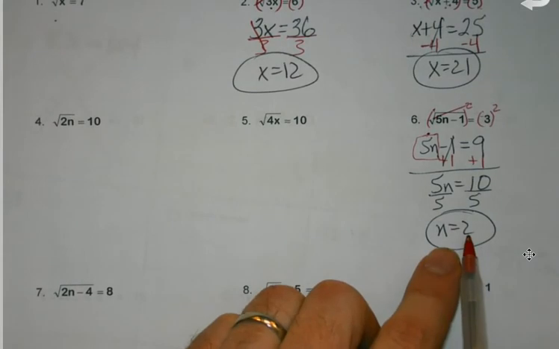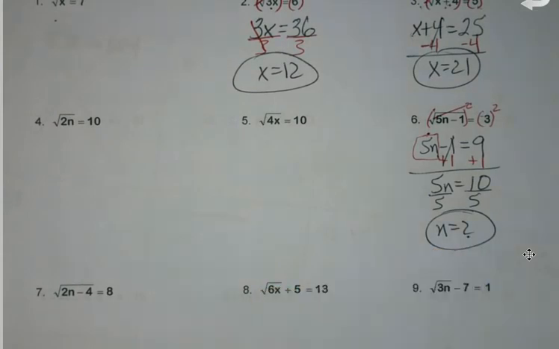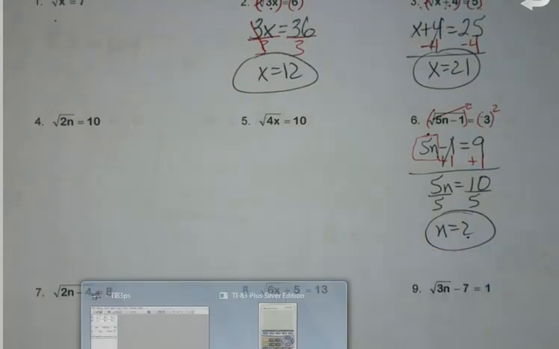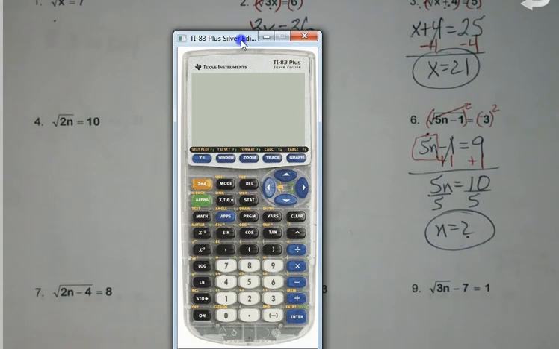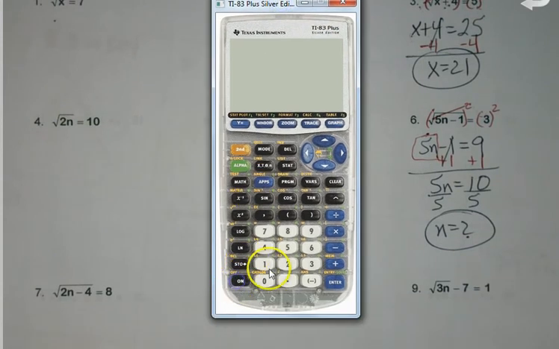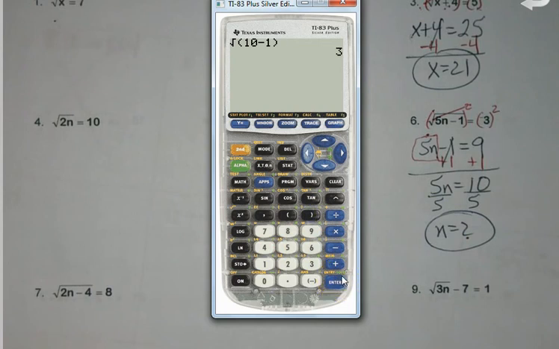If I were to take that 2 and plug it back in, so let's just say I go, okay, so 5 times 2 would be 10. So I'm going to take the square root of 10 minus 1, which is 9. Okay, it equals 3. Well, wait a minute. The answer here says negative 3. What's the deal?